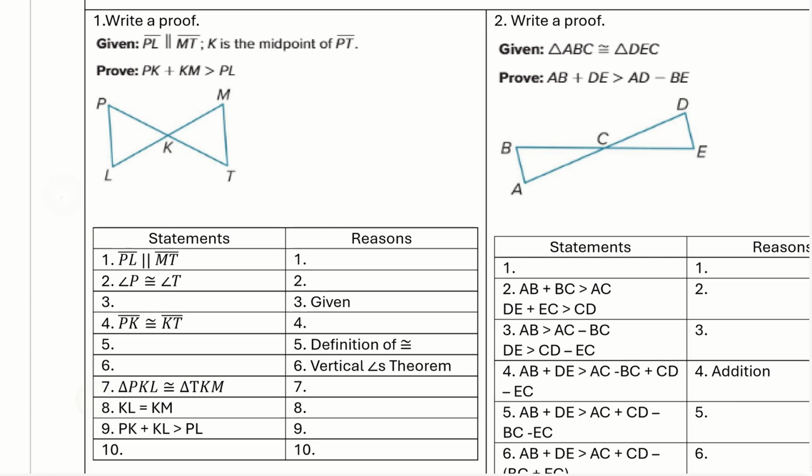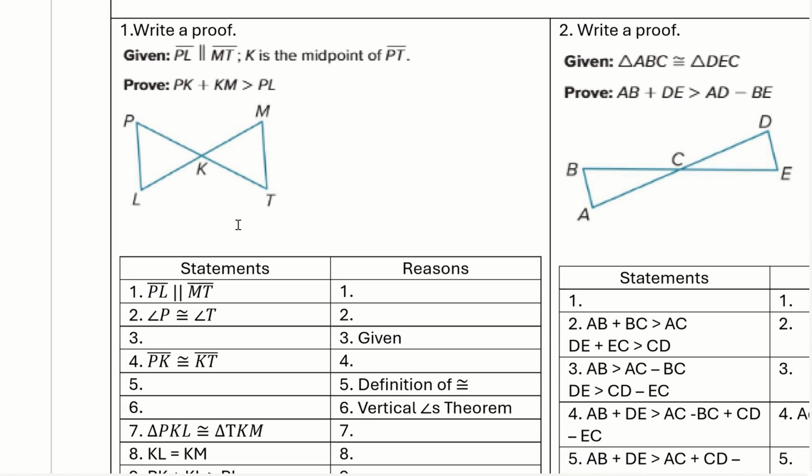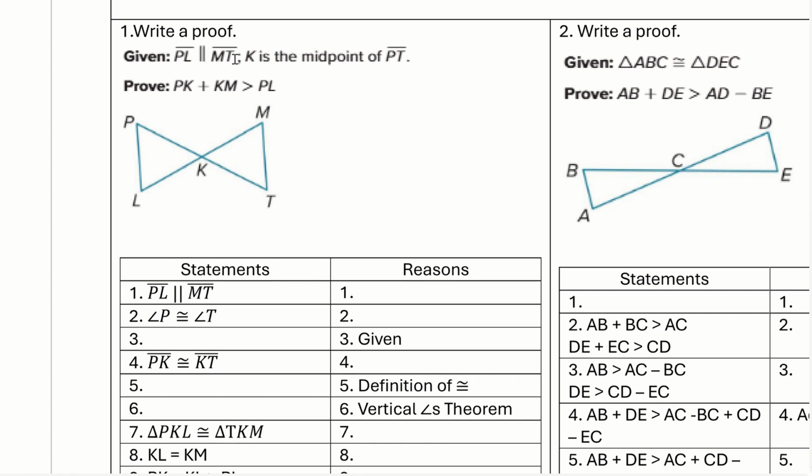Okay, so let's look at the proof. So remember that here it says number 1, PL is parallel to MT. That was given here. So the reason has to be that it was given, right? So given. All right, and then, these are parallel according to that. So remember, if you see parallel lines, you want to think sandwich model, right? Parallel lines with a transversal. In this case, this is the toothpick, the transversal, right? So this is angle P is congruent to angle T.